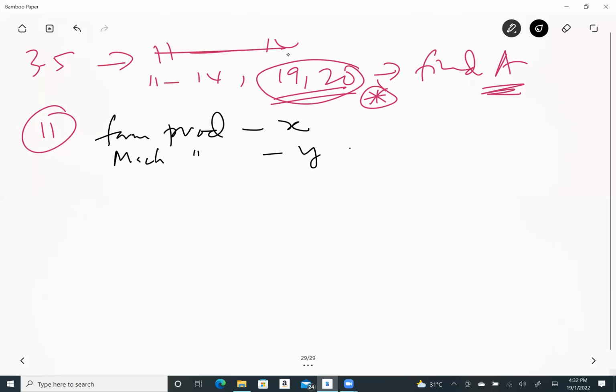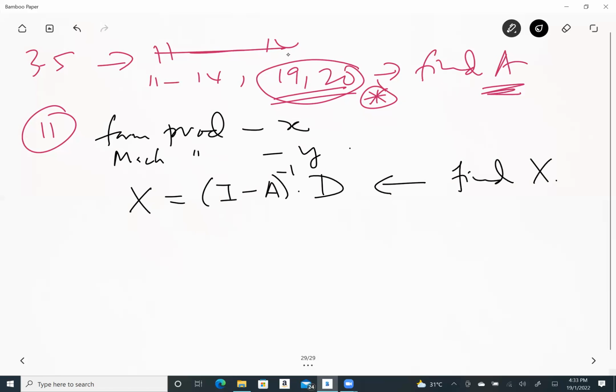Now, what is the problem? X is equal to what? I minus A inverse multiplied by D. If you want to find X, the gross production of each industry, this is what you need. You need to find the quantities of X and Y that we need to produce in order to satisfy the demand. You are given A.